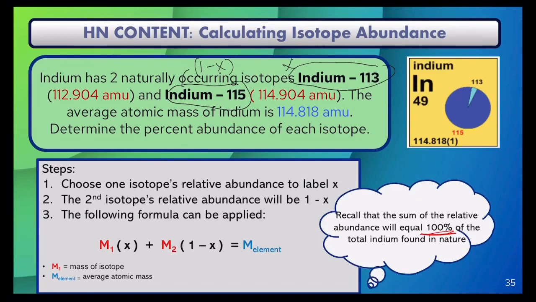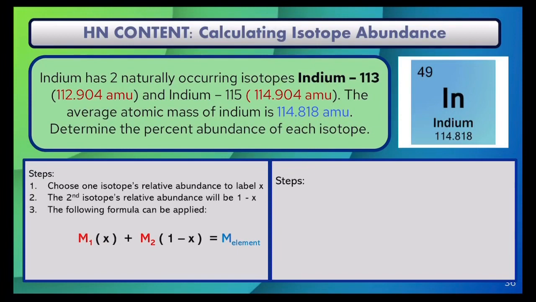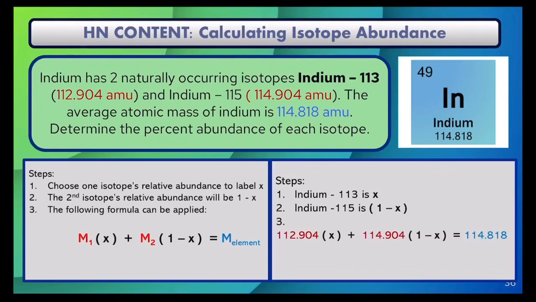And then finally, the M that I've written here in blue is representative of the average atomic mass, because that is a value we are given or can obtain from the periodic table if we know what the element is. So now let's plug in some numbers. Remember, indium-113 is our X, indium-115 is our 1 minus X. So the atomic mass of indium-113 goes right here next to the X. And then indium-115's mass of 114.904 goes here next to the 1 minus X.